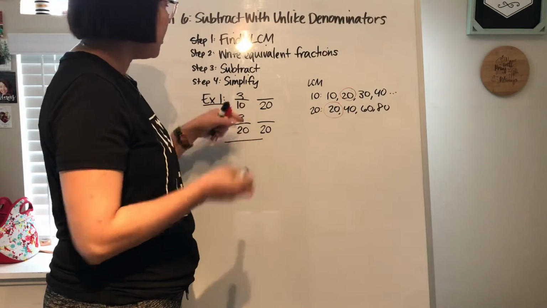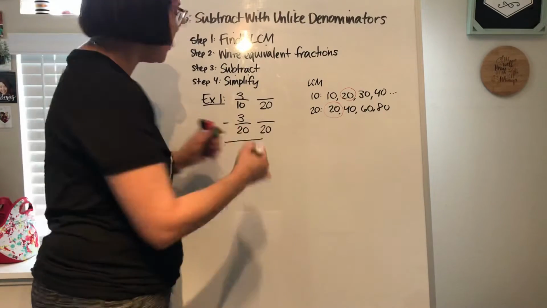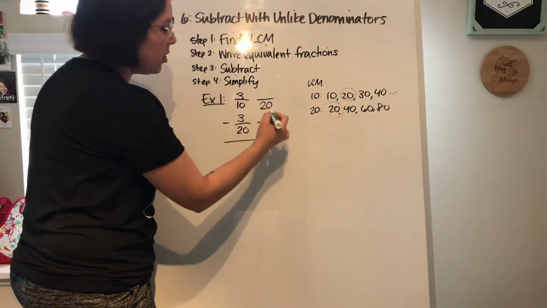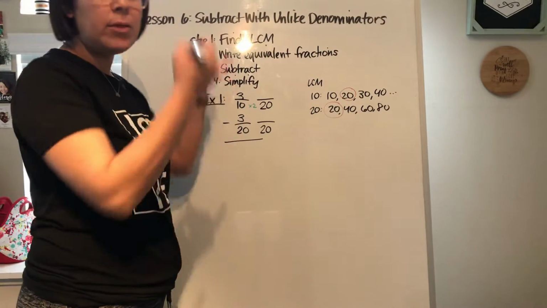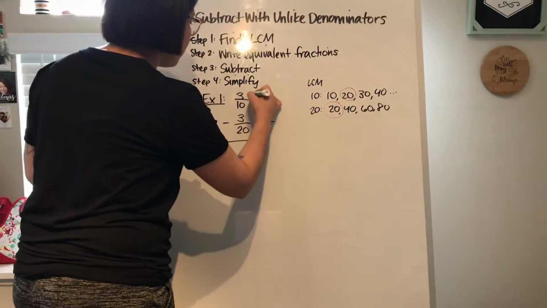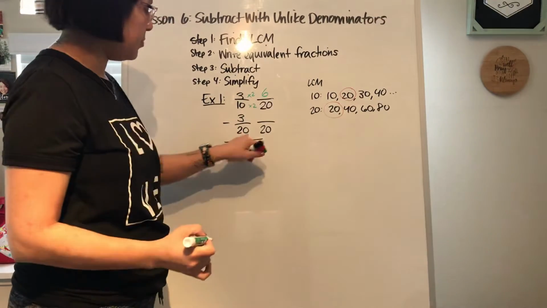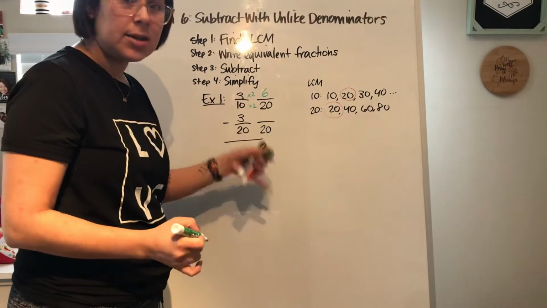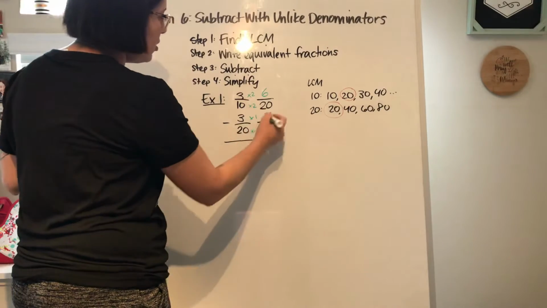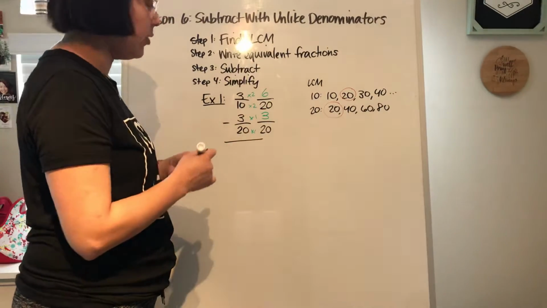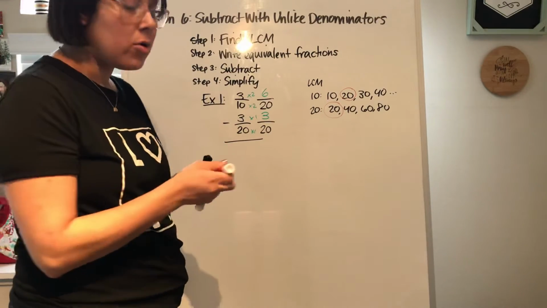Okay, now I'm going to write my equivalent fractions. All right, you guys already know how to do this. How do you get from 10 to 20? Multiply by 2. Whatever I do to the bottom, I need to do to the top. 3 times 2, 6. Let's do this bottom one. 20 to 20. How did I get there? Multiply by 1. Whatever I do to the bottom, I need to do the top. And I got a 3. Okay, I just made equivalent fractions. Now I can work with them.